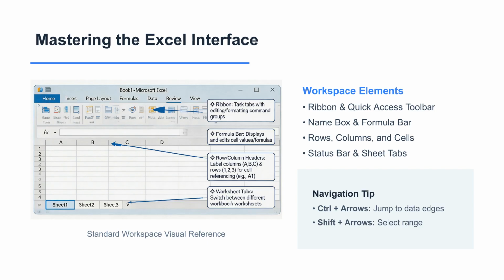Mastering the Excel interface is the first step toward becoming a power user. We have the ribbon, the formula bar, and the cells defined by rows and columns. Remember the navigation shortcuts. Use Control plus arrows to jump to data edges, and Shift plus arrows to select a range. A strong foundation here is crucial.